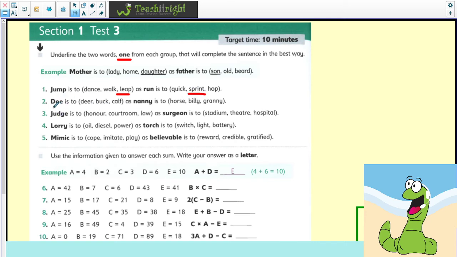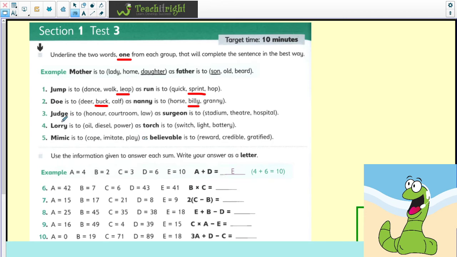Doe, which is actually a female deer, and then we've got a buck. So doe is to buck. And then we've got nanny is to Billy. Now, you might be a little bit confused by nanny. In this instance, it's actually talking about a goat. So a female goat is referred to as a nanny, and a male goat is referred to as the Billy. And then we've got the doe as the female animal, and the buck as the male deer.